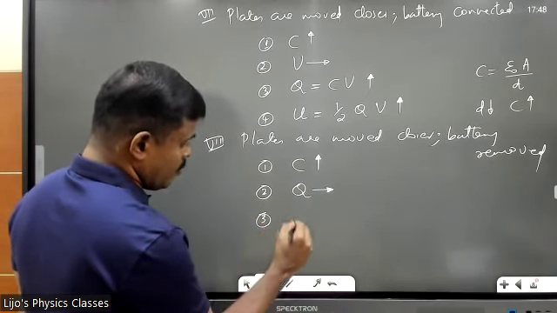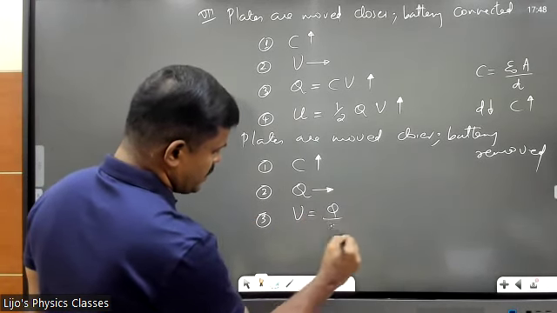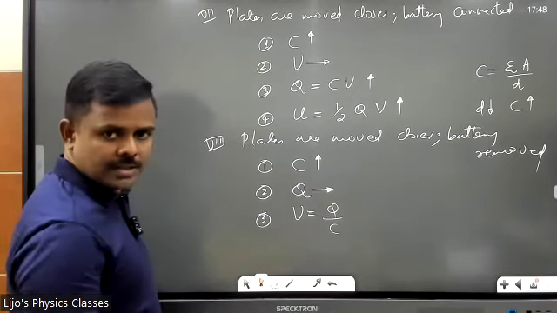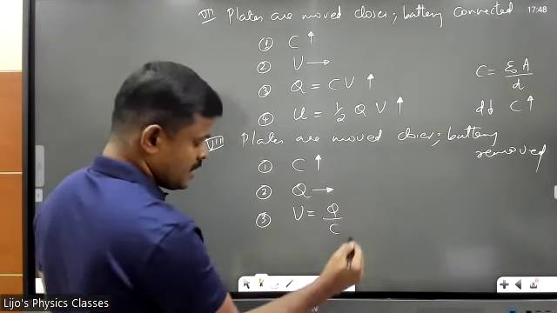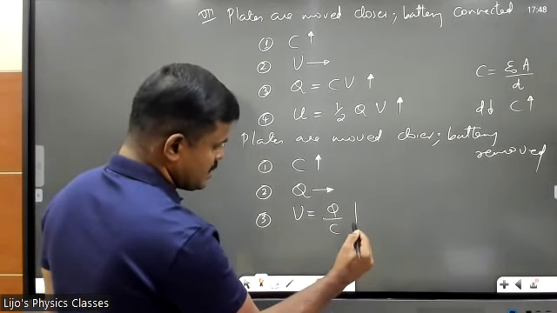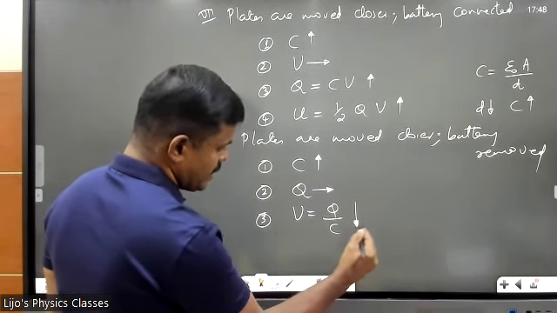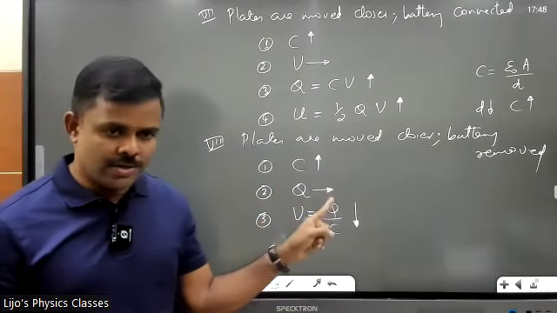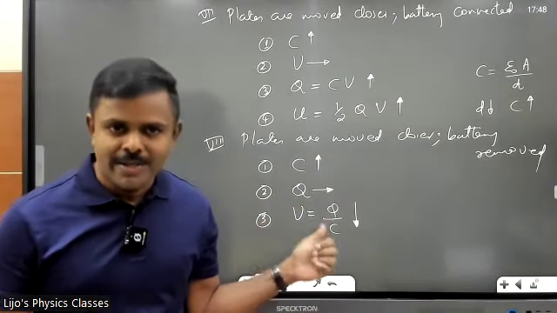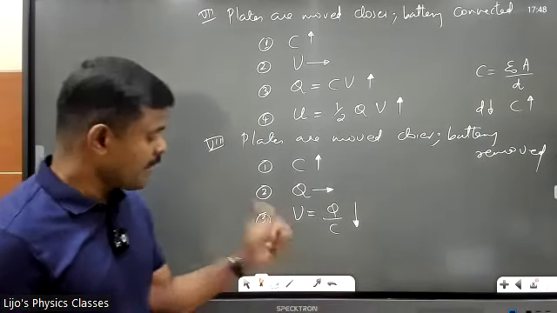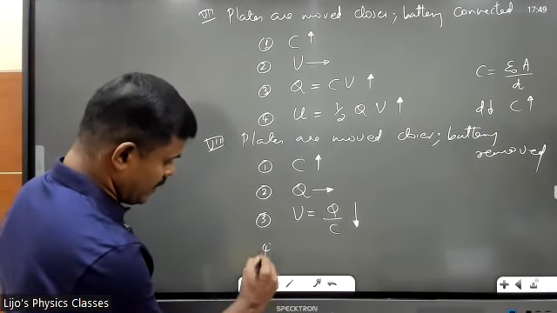Number three. V is equal to Q by C. Here, Q is a constant and C increases. Denominator increases, so the value will decrease. Look at this. C increases, Q is constant, denominator increases. This value will decrease. Fourth one, energy.